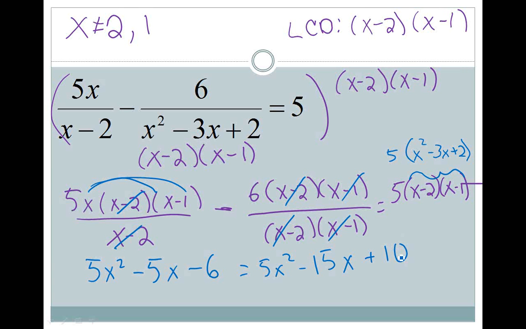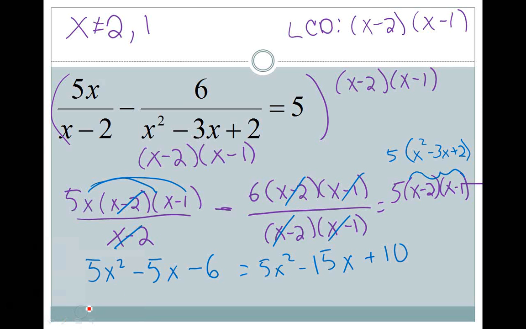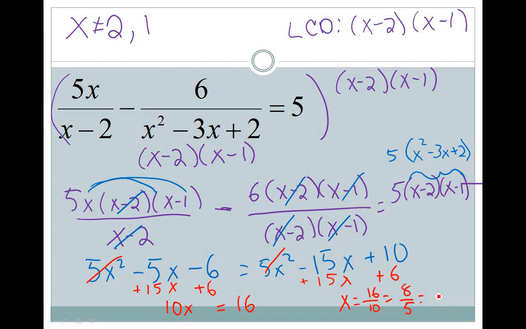Okay, so now, well, there's something here that definitely pops out at me. I hope it pops out at you too, is that these 5x squareds cancel. You have 5x squareds on each side, so they're definitely gone. I'm going to add this 15x over here. That's going to leave me with 10 x's. I'm going to add this 6 over here. That's going to leave me with 16. So when I divide both sides by 10, I'm going to get x is 16 tenths, which will reduce to 8 fifths, which I can also call 1.6 if I want to.